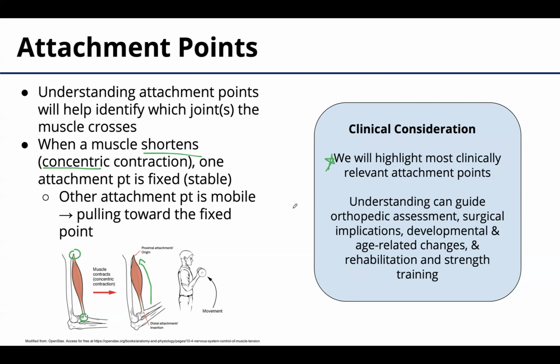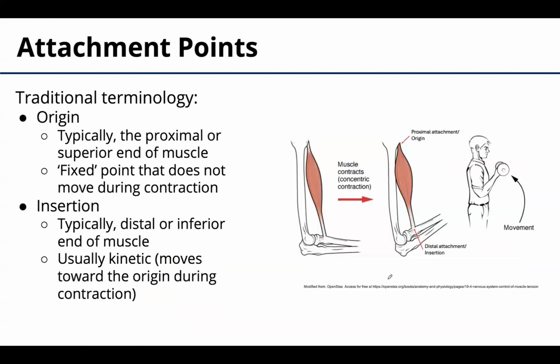So an attachment point can increase in size with use of the muscle, or inversely, it can decrease in size with decreased use. And understanding these attachment points can help guide a physician, say in an orthopedic assessment, understanding specific surgical implications, developmental and age-related changes in both muscle and bony attachment, as well as these attachment points are particularly important in rehabilitation and strength training programs. So there's a rationale behind why we have you understand these.